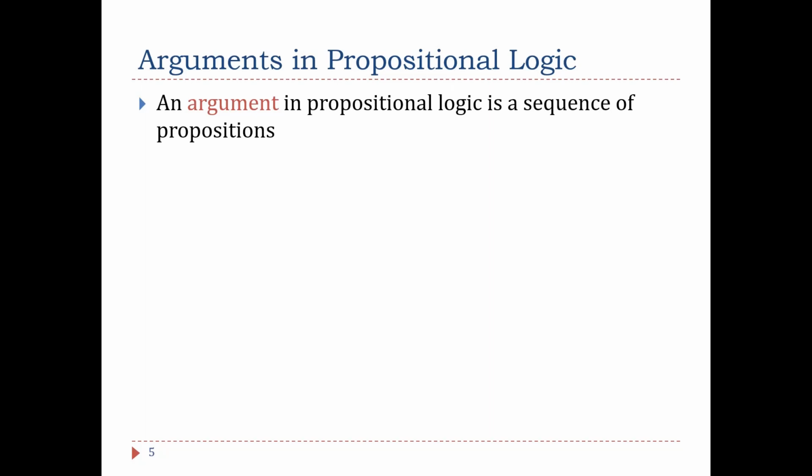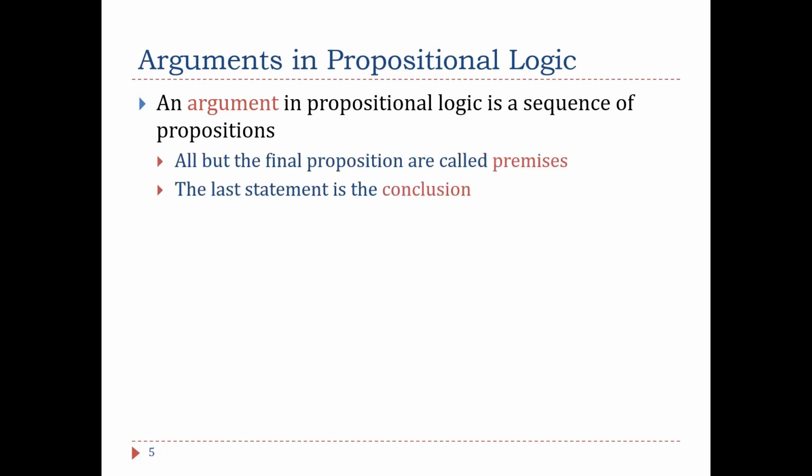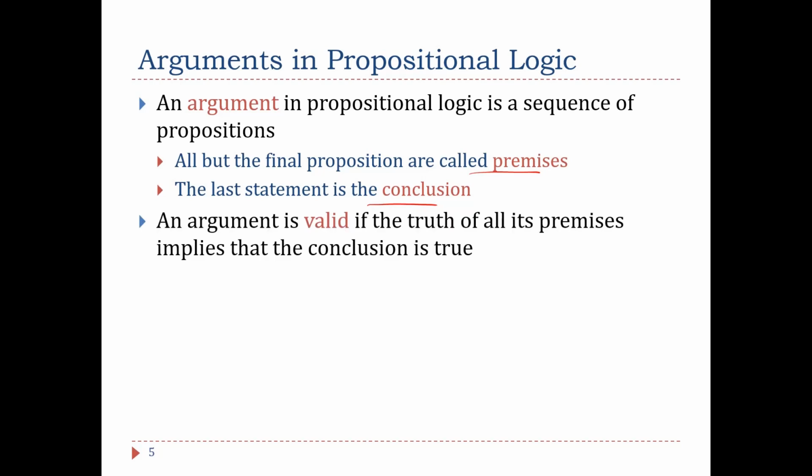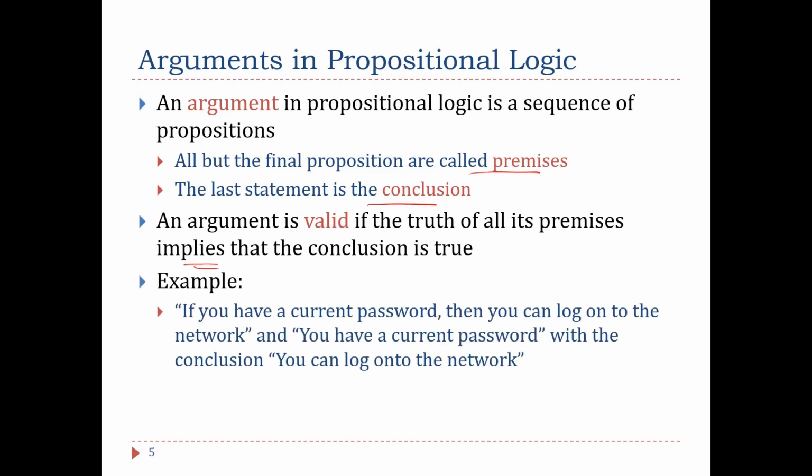So an argument in propositional logic is a sequence of propositions. All but the final proposition are called premises, and the last statement is called the conclusion. An argument is valid if the truth of all its premises implies necessarily the truth of the conclusion. So for example, intuitively, if you have this rule, if you have a current password, then you can log on to the network. And given that you actually have a current password, then we can safely conclude that you can log on to the network. It's quite similar to the Socrates and mortality of man example.